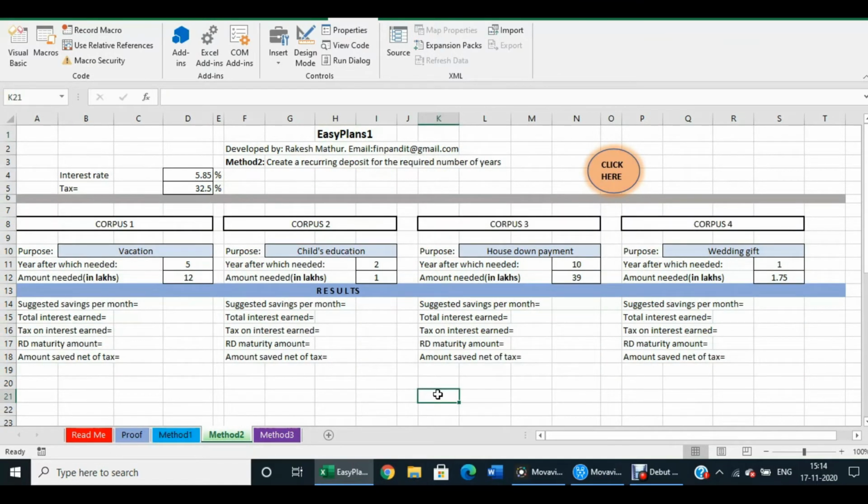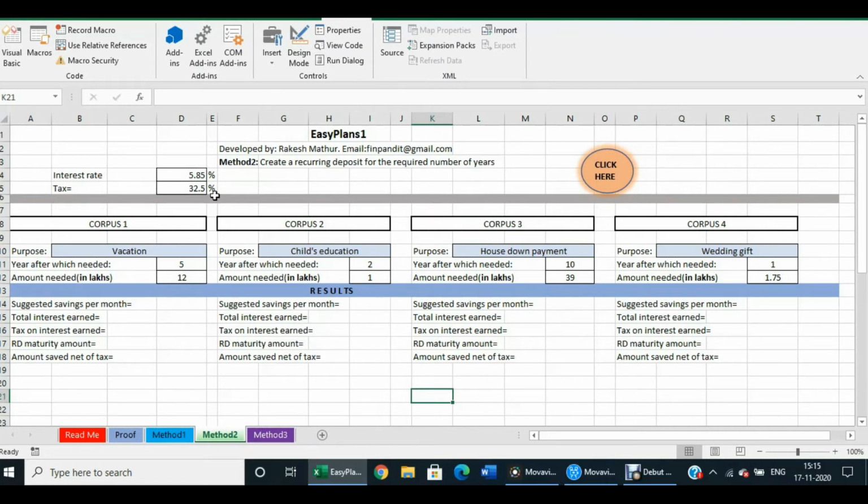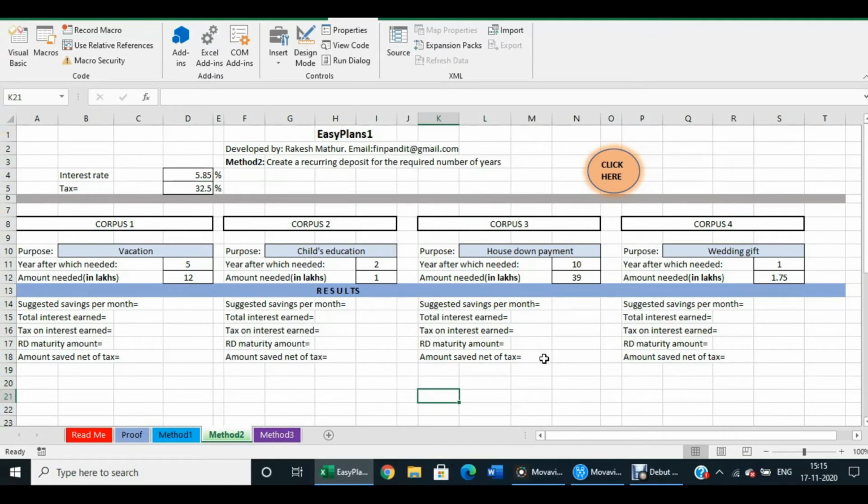Now let us look at another method for reaching our financial targets. Method number 2 requires a recurring deposit to be opened for the entire duration of years. In other words, we want to know how much we should save per month in a recurring deposit so that we get 12 lakh rupees at the end of 5 years, and so on. We are using the same parameters here as we have done for method 1 so that we can compare all these methods. We click the button and here are the results.